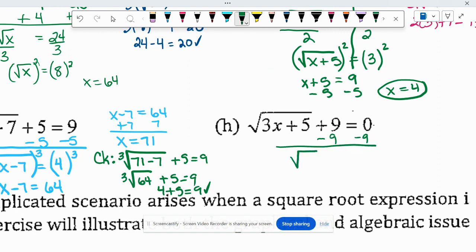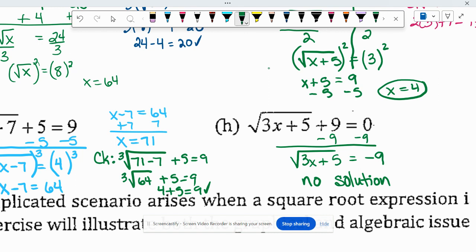This says that the square root of 3x plus 5 equals negative 9. When does the solution of a square root ever equal a negative? Never. It doesn't, right? Well, this has no solution.